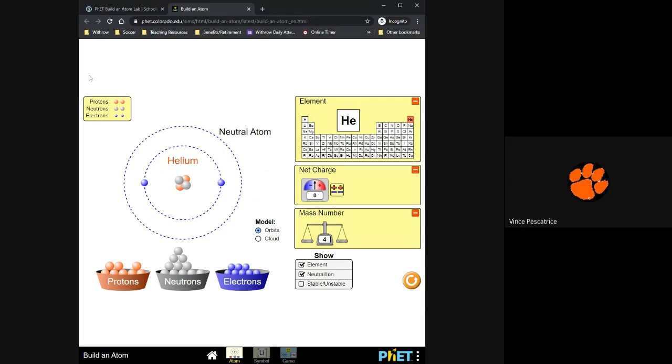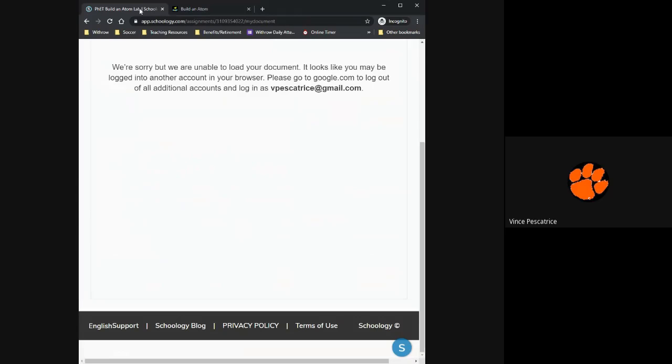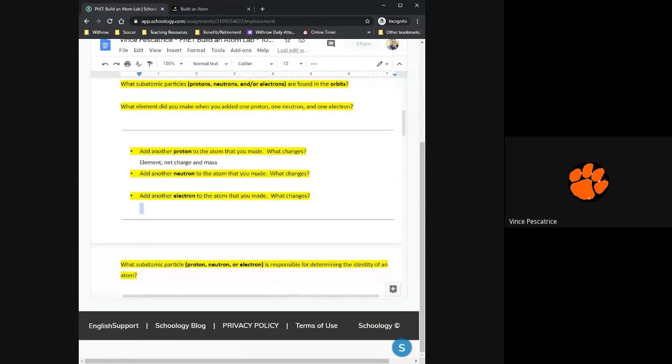Now, one thing that's misleading about this simulation is that the protons, neutrons, and electrons all look about the same size. If you look closely, it's a little noticeable that the electrons are a little bit smaller, but in real life, the electrons are way tinier than the protons and neutrons. The electrons are so small that their mass is ignored, meaning that when you add as many of these as you want, you're never going to change the mass, because the mass only depends on the protons and the neutrons. So go back here, and you'll type in here, the charge changed, and that's it.